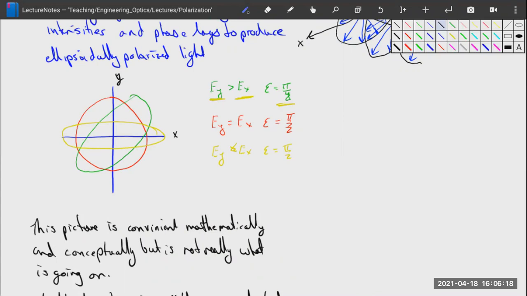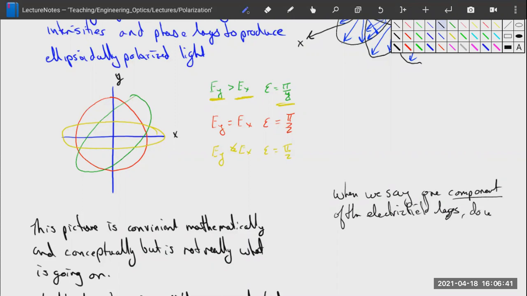When we say one component of the electric field lags, do we have a second photon, which we know has to be false, right? This cannot be true, so this description cannot be true, right? But it works really, really well.